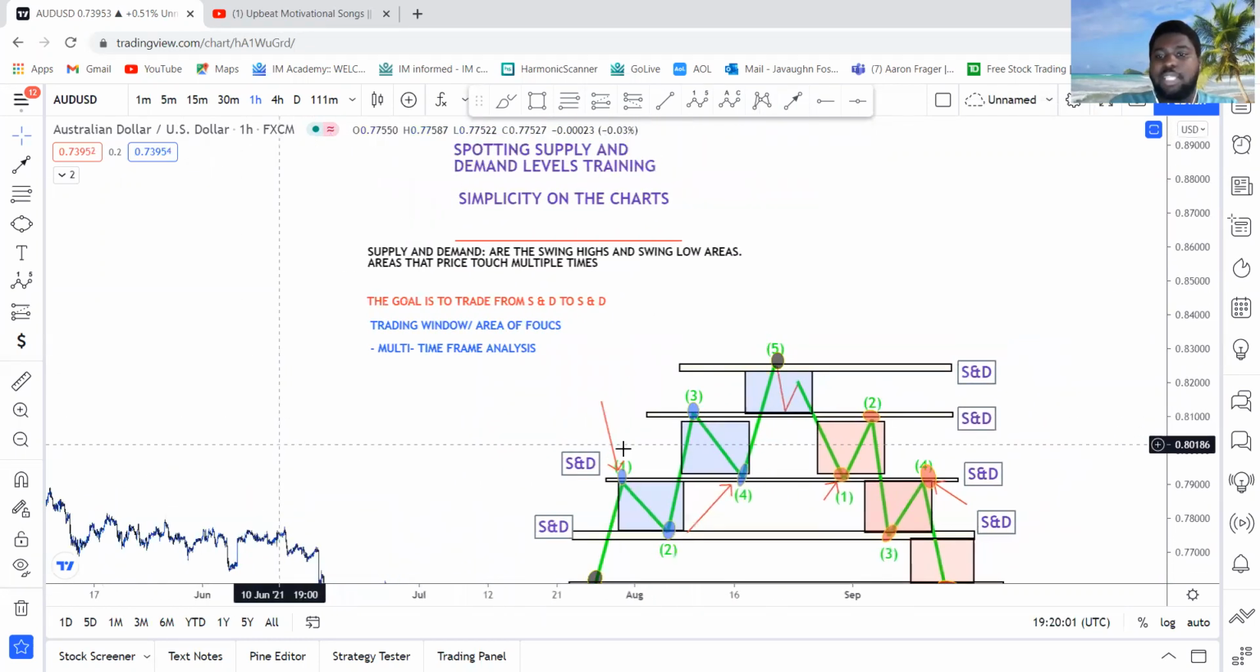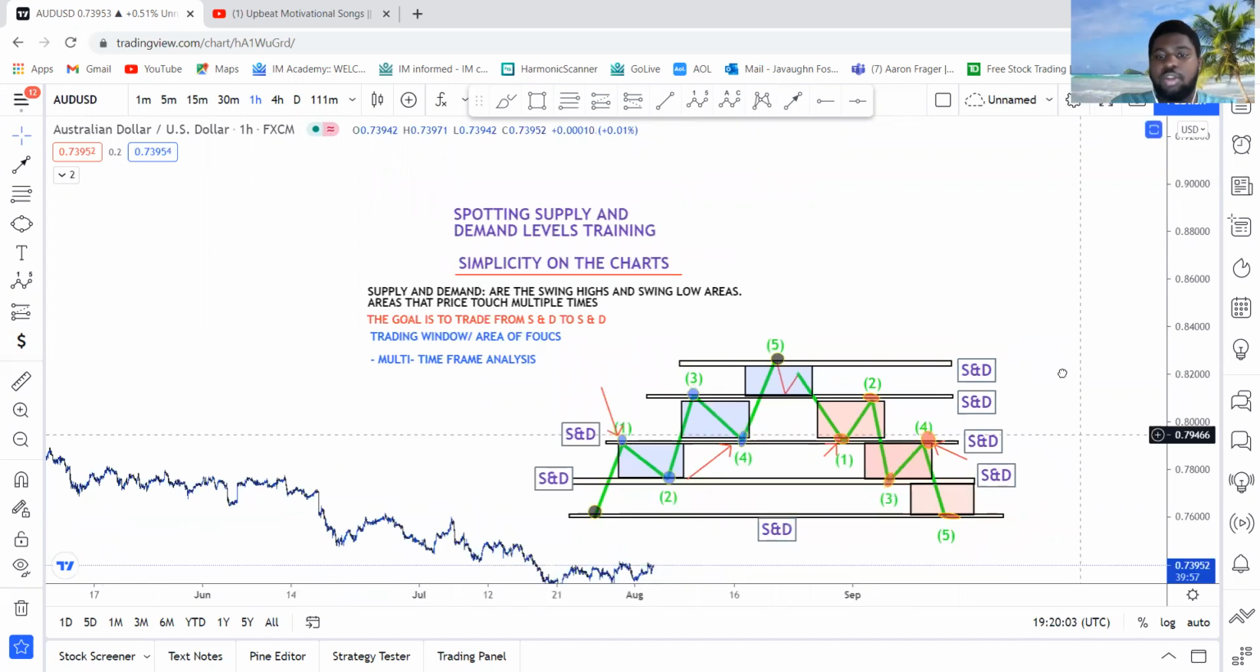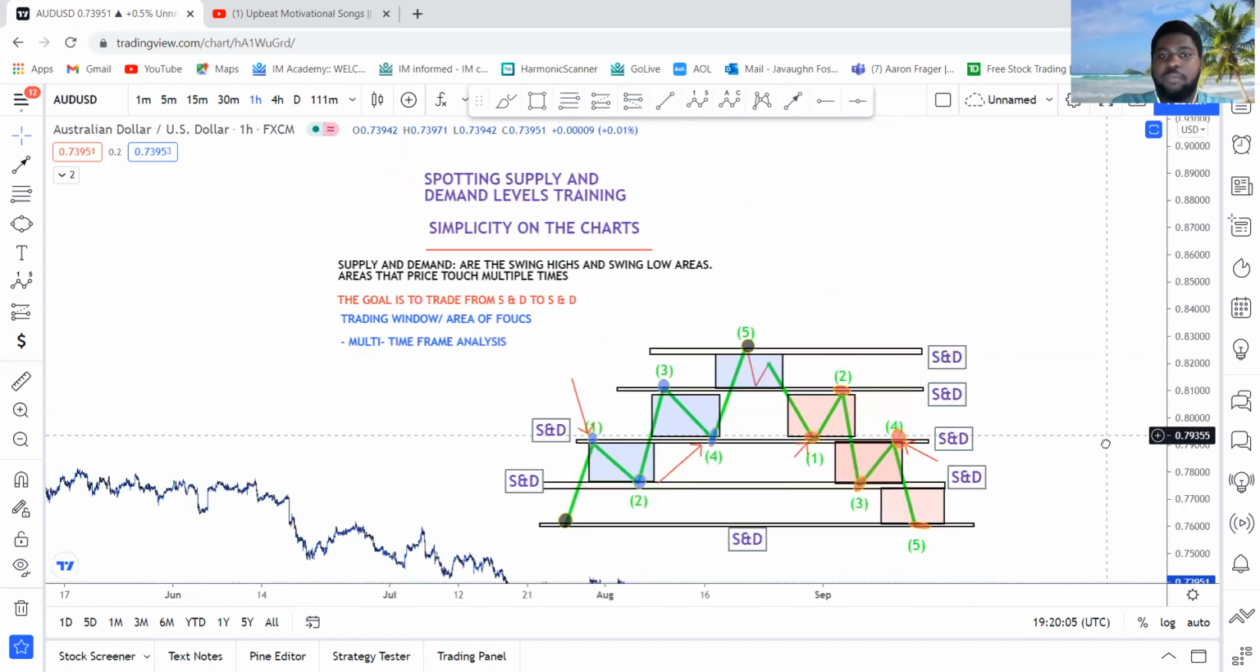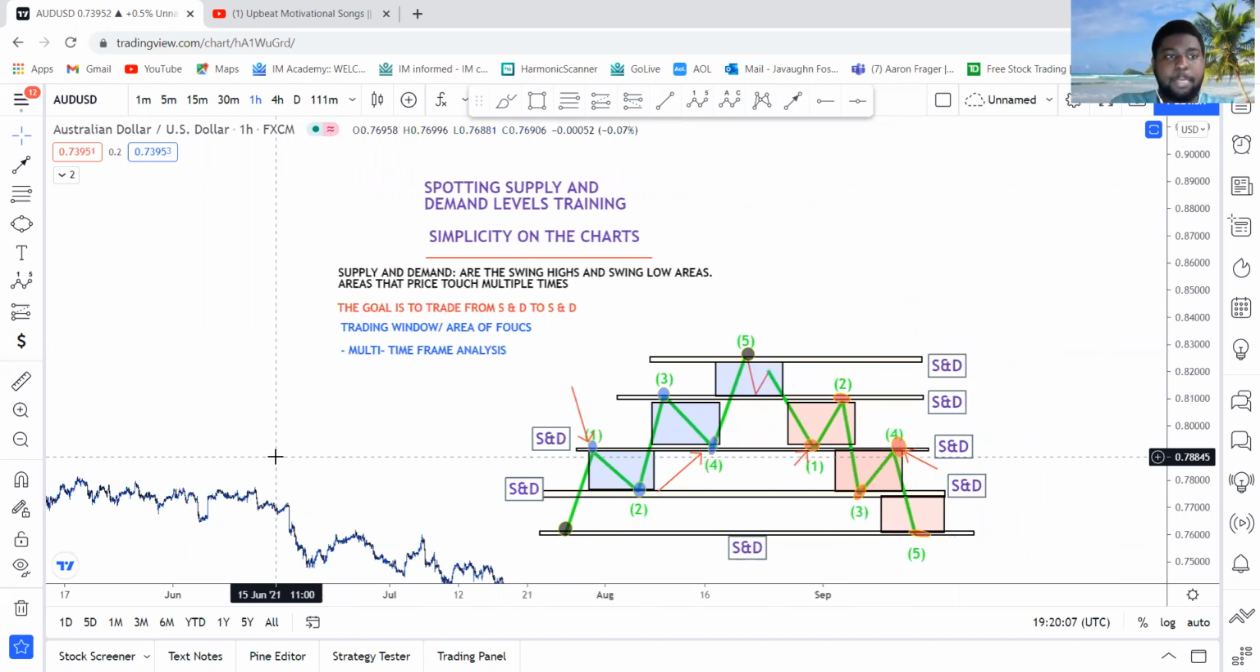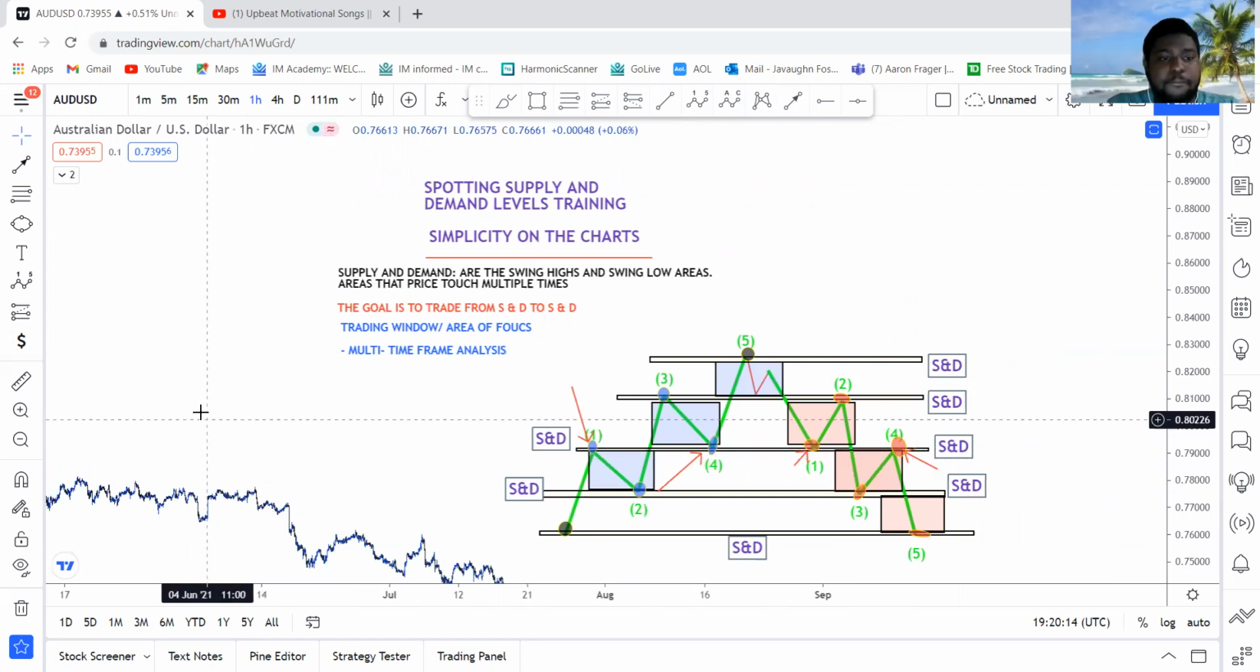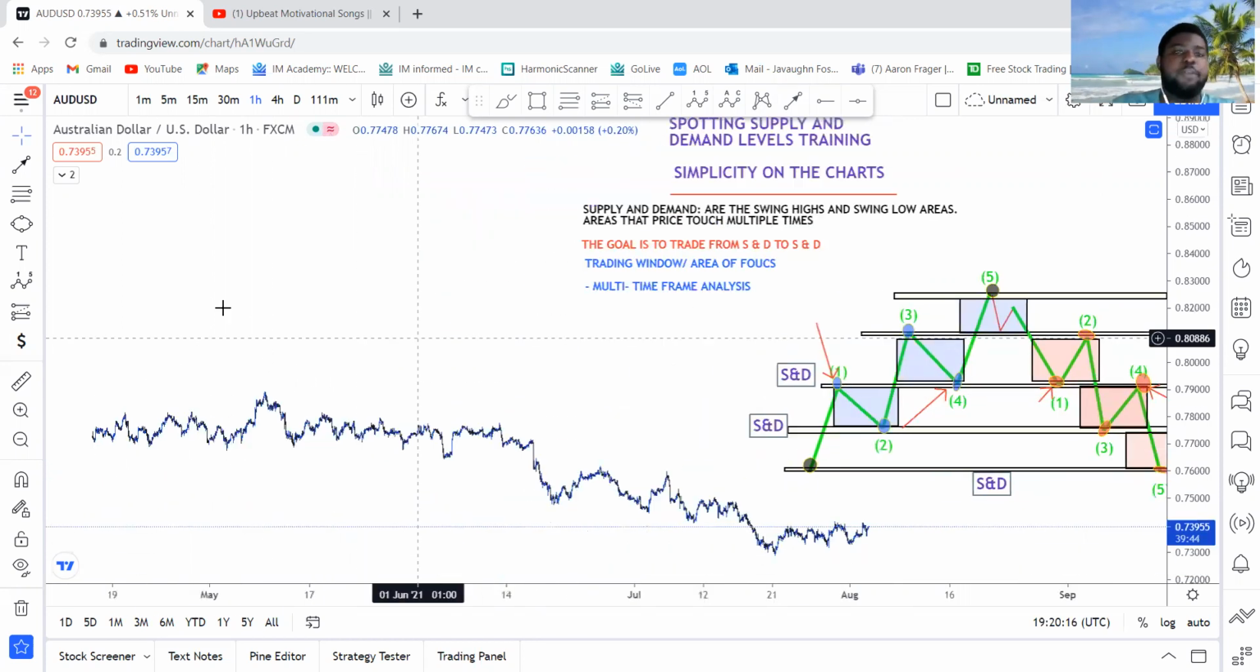I know some of you guys like to take notes. If anyone wants to take notes, please take a screenshot now. 5, 4, 3, 2, 1. All right.